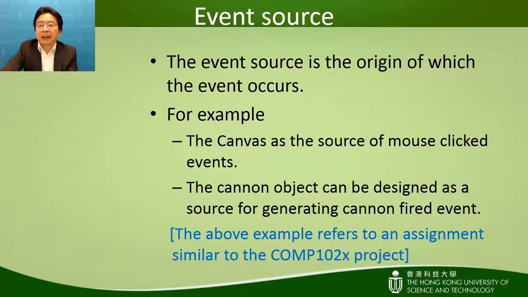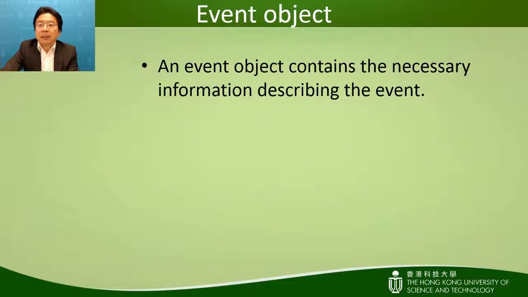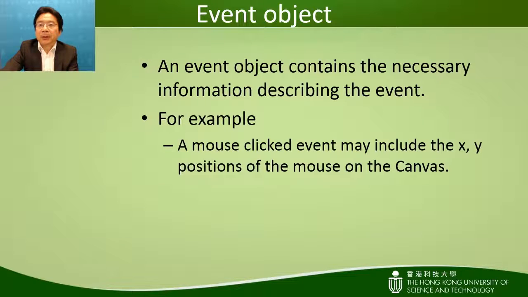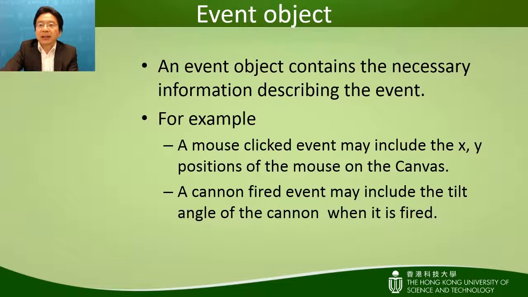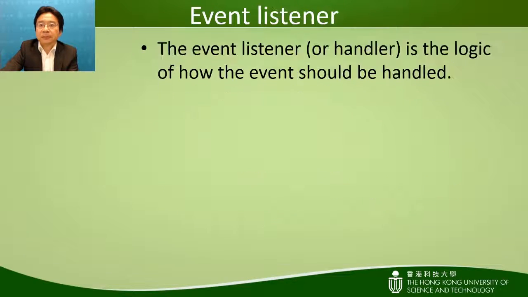An event object contains the necessary information, including the event source and other event data for describing the event. For example, a mouse click event may include the XY position of the mouse on the canvas. A cannon fire event may include the orientation and the tilt angle of the cannon when it's fired.